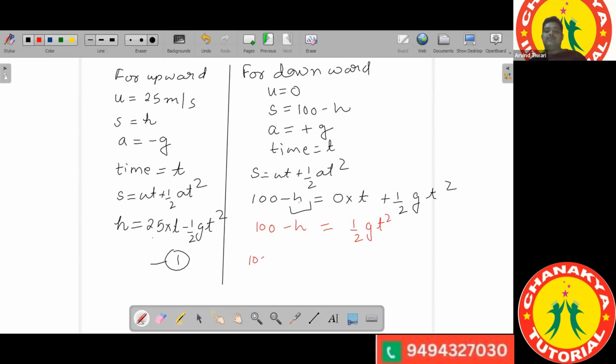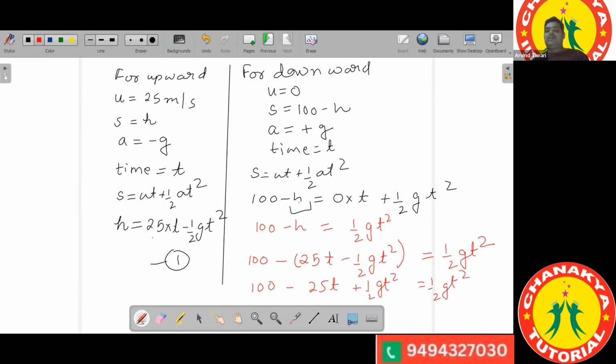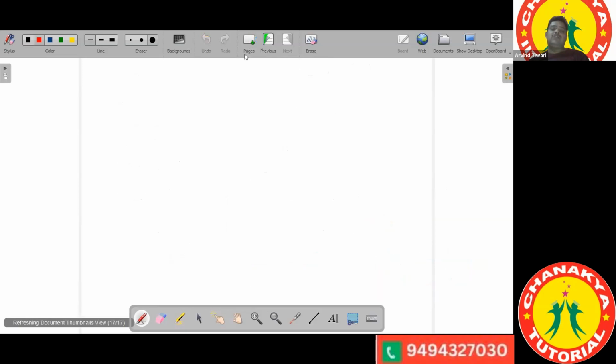So it will become 100 minus h, that is 25t minus 1 by 2 gt squared, equals 1 by 2 gt squared. Now open up the bracket, it will become 100 minus 25t plus 1 by 2 gt squared equals 1 by 2 gt squared. If you solve this out, you will get 100 equals 25t. So time equals 4 seconds. Both the stones will meet each other after 4 seconds.